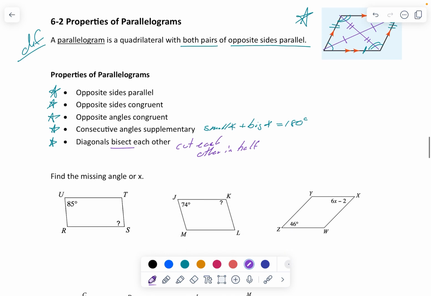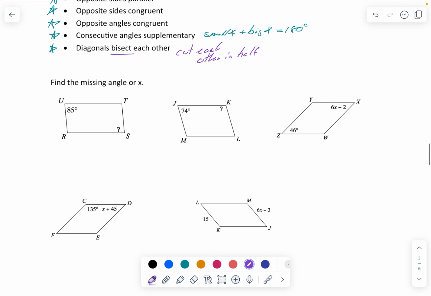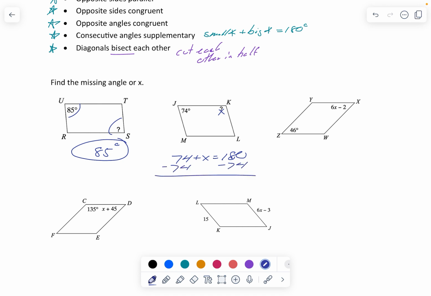All right, so how we're going to use these properties, we're going to use them to solve for some missing angles and sides in some given parallelograms. So for this first one, remember opposite angles are congruent. So question mark is 85 degrees. Done. Super easy. Now in the second problem, this is a small and a big. So we know that 74 plus x has to equal 180. Okay, we can call that x. And so if we do this, we get x is equal to 106 degrees.